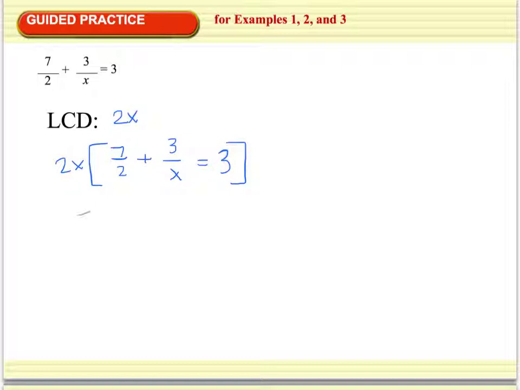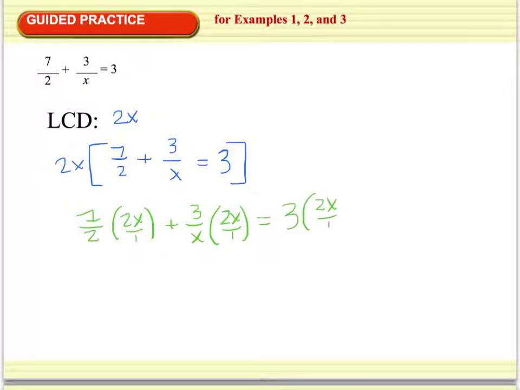So this is going to give me 7 halves times 2x over 1 plus 3 divided by x times 2x over 1 equals 3 times 2x over 1. In the first term, I see that my 2's are going to cancel, and it's going to leave me with 7x plus, this x and this x are going to cancel, so I'm left with 3 times 2, which is 6, and then equals, I have nothing that's going to cancel, but I have 3 times 2 is going to give me 6x.